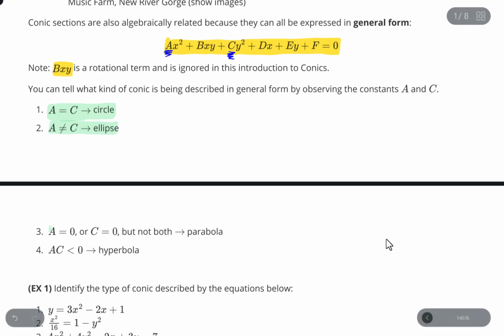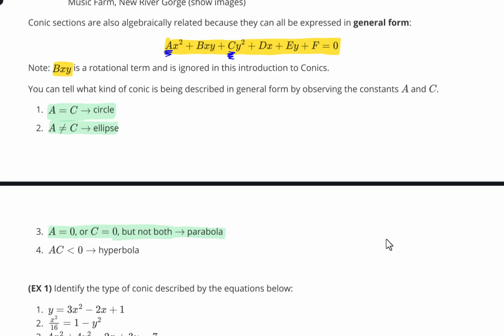If one of those two terms is 0, but not both, then we would end up with a parabola. So we'd only have one squared variable in that equation, and that would produce a parabola. If both variables that were squared were missing, we would effectively have a line.